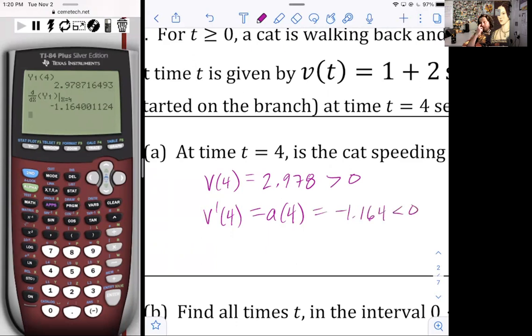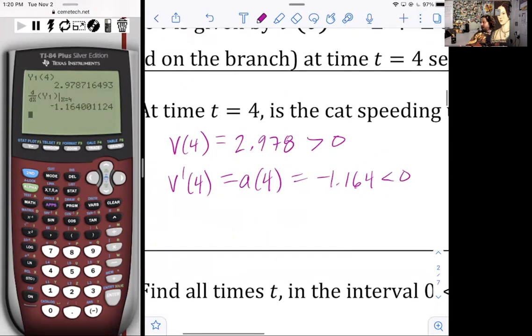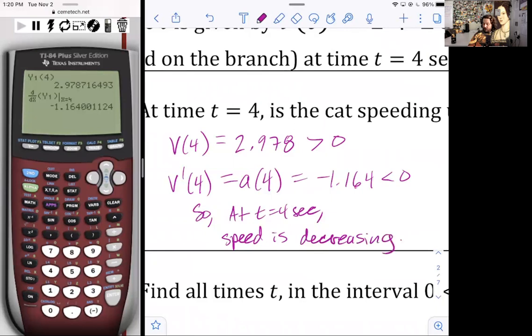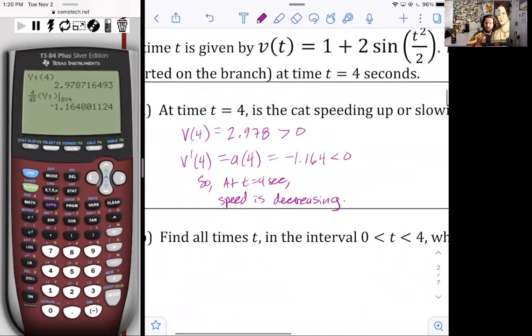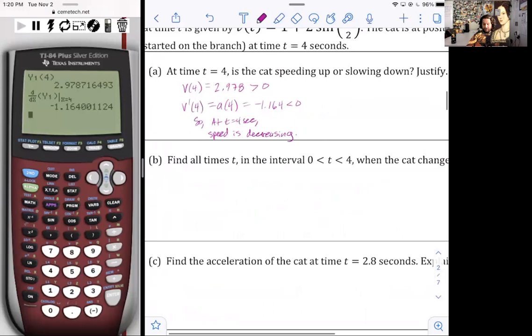which is less than 0. So once you state what the signs are, then you compare them, right? They're opposite. Okay, and then you just say, so at t equals 4 seconds, comma, the speed is what? Decreasing, right? If they were the same sign, both positive or both negative, then we say the speed is increasing. What about the velocity? Is the velocity increasing or decreasing? The velocity is also decreasing because its derivative is negative. Okay, so they both happen to be decreasing.